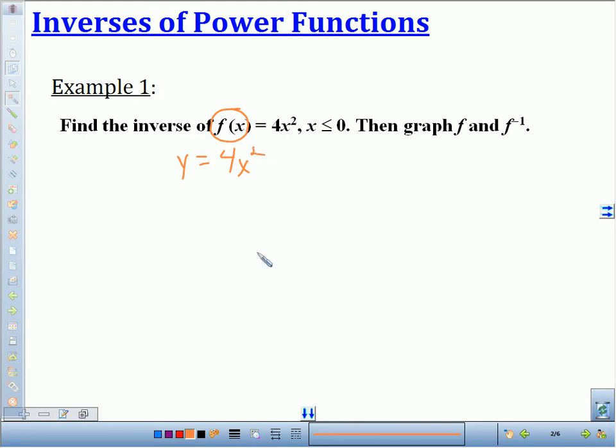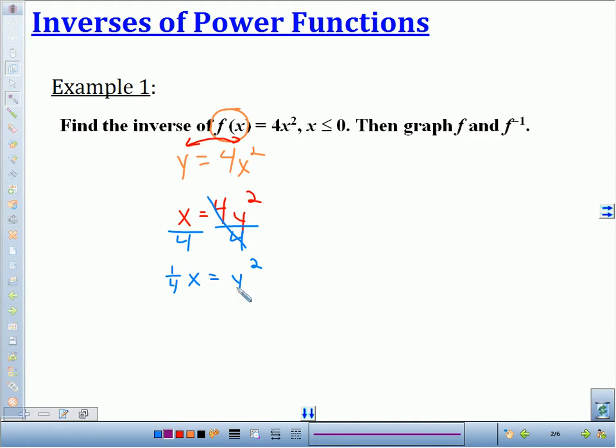So, we want to swap, just like we did in the last video. We swap x and y, and we get x equals 4y squared. And we want to solve this equation. To solve this equation, we would start by dividing by 4. So we divide by 4, we get 1/4 x equals y squared.